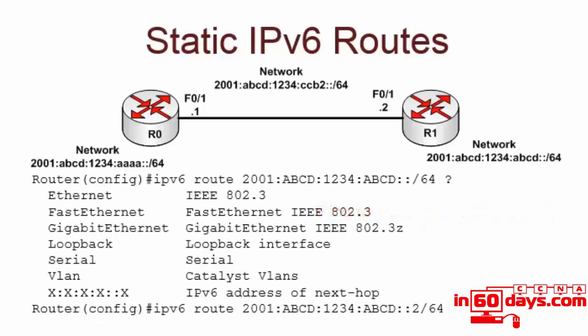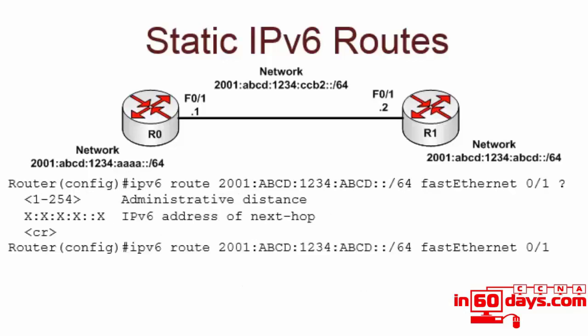Right, so configuring a static IPv6 route: ipv6 route, and then I've put the destination network /64, and then I've put a question mark just to show all the available options. So ipv6 route to the destination address, and here I've put via FastEthernet, and then I've put a question mark just to show again what our options are.